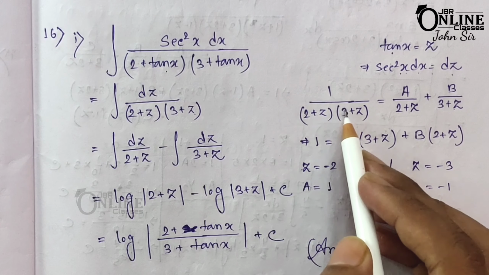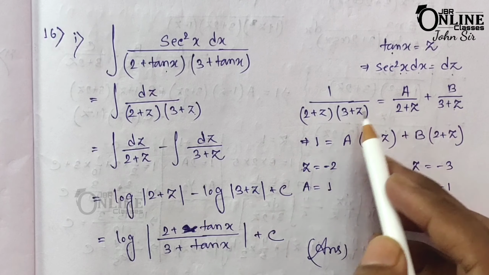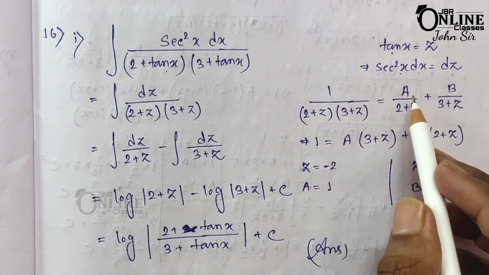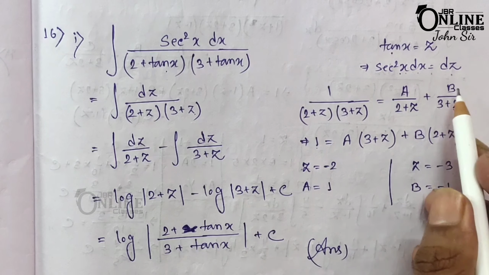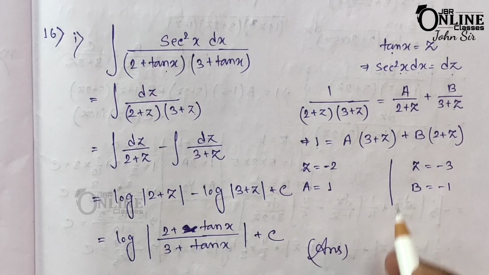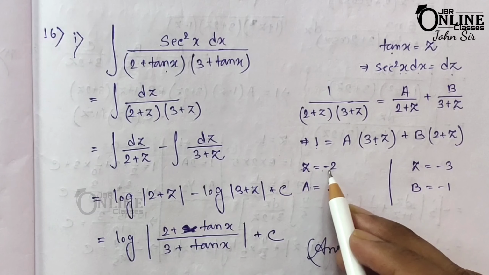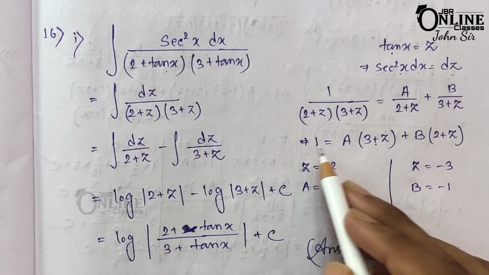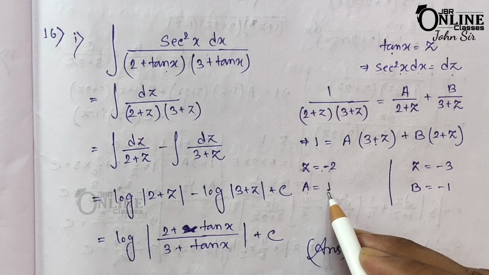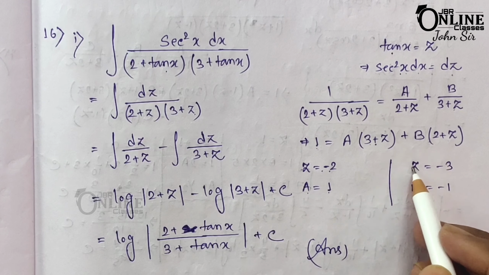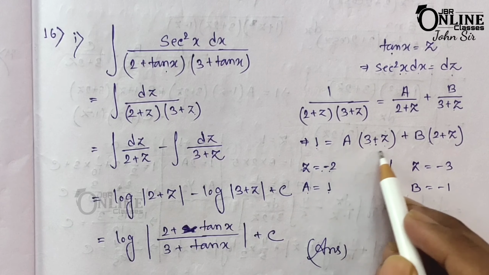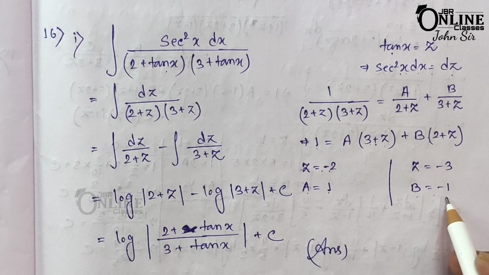As the LCM is the same on both sides, these will cancel out. So in the left hand side you get 1, and right hand side you have a into this one and b into this one. Now for the first one, if z equals minus 2, then this portion will be 0 and you can easily find the value of a, which is 1. Now if z equals minus 3, then this portion will be 0, and from this you can easily find the value of b, that equals minus 1.